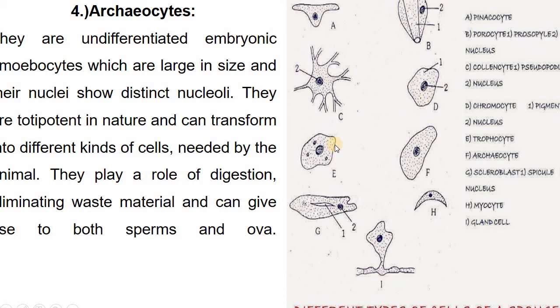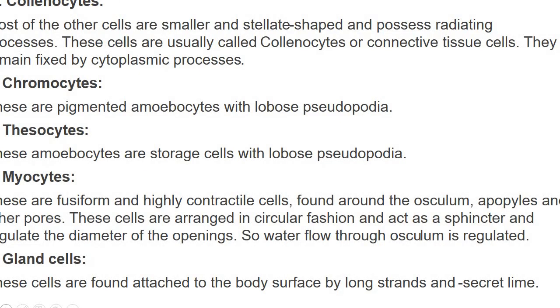And E is the thesocyte, and F is the archaeocytes, and G is the scleroblasts from which the spicules are generated, and I is the gland cell while H is the myocyte. So the myocyte helps in contraction and relaxation. Now the other cells.